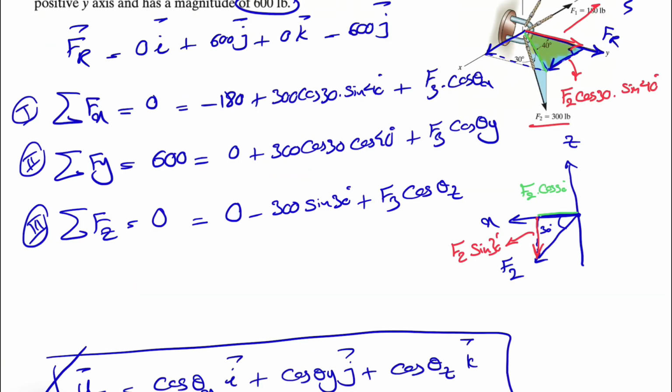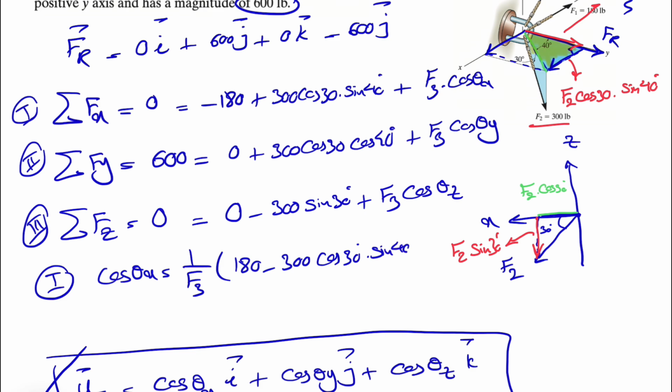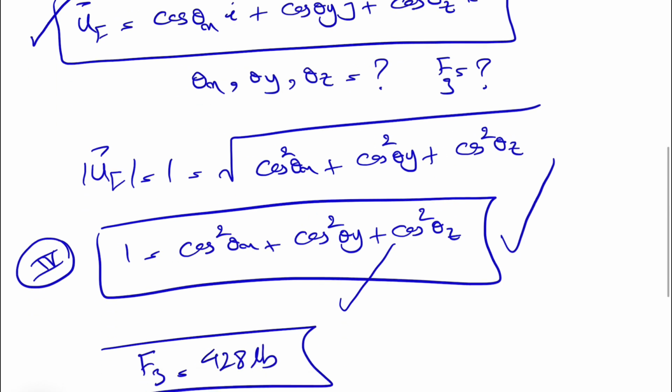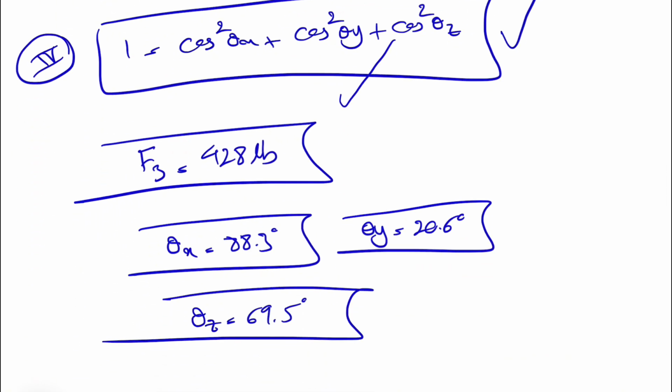Let me know if you guys have any problem finding each of these. As I said, from the first one, for example, we can find cosine of theta x is equal to 1 over F3 times 180 minus 300 cosine of 30 degrees times sine of 40 degrees. And we can calculate the value of this. And we're going to do the same thing for the other two. After that, we have the value of cosine of theta x, cosine of theta y, and cosine of theta z. And if we put it in here, we can find F3, which will get us to 428 pounds.